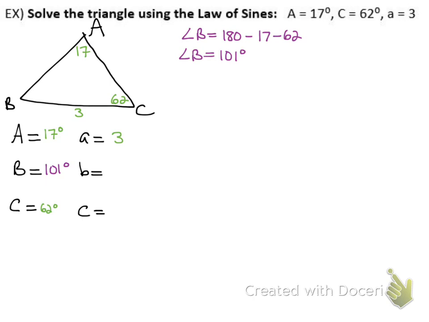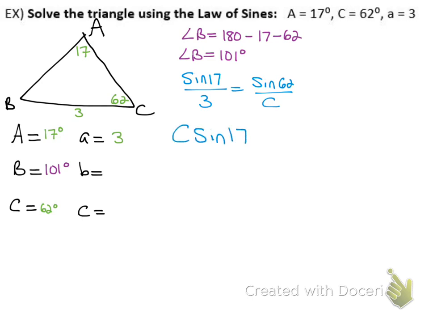Next, I am going to find side length C. Again, I just chose side length C. You can solve for either one. But to find side length C, I have to set up that proportion. I start with the information for angle A, side A, because that's the pair that I'm given. And then I do sine of angle C, which is 62 degrees, over side length C.